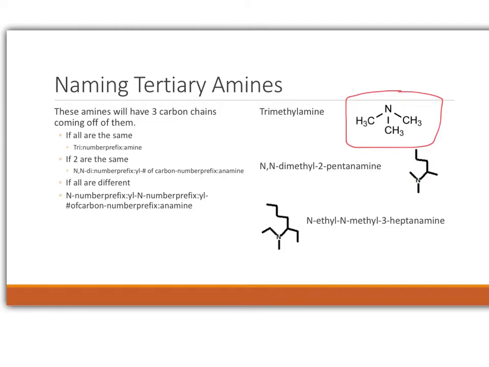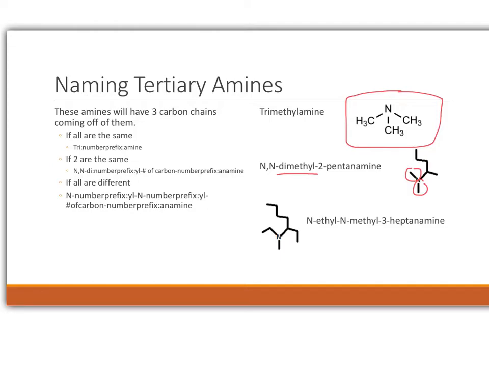When you have 2 things that are the same and one that's different, you can do this formatting, N comma N dash dimethyl, the 2 things that are the same. Okay, so that's these 2. And then the number where your nitrogen falls on the other chain, and then the formatting like a single nitrogen amine, 2-pentanamine.